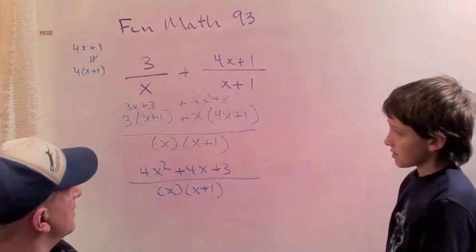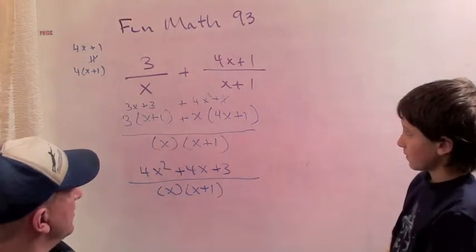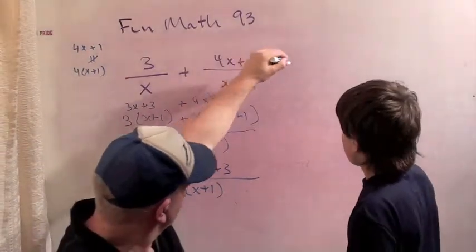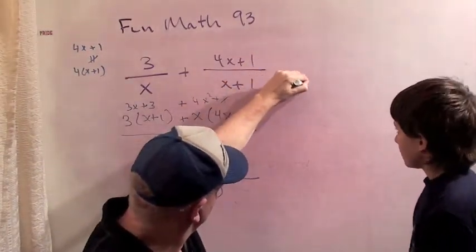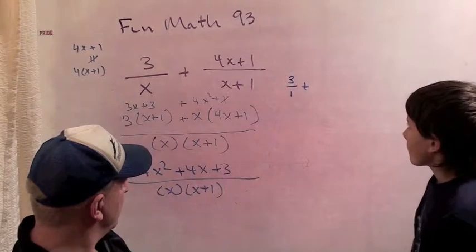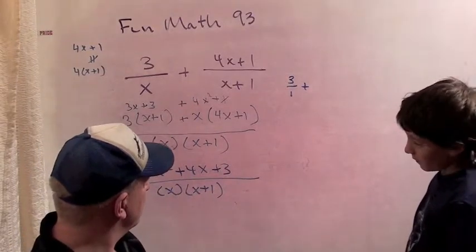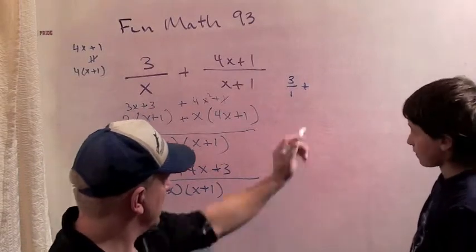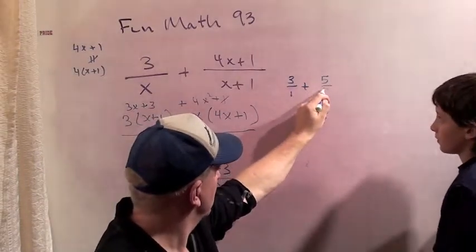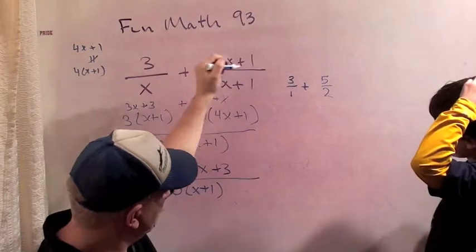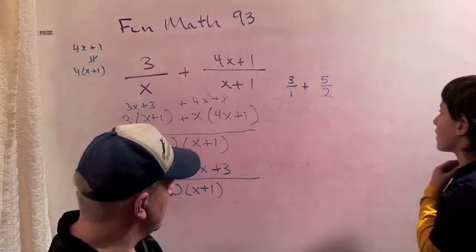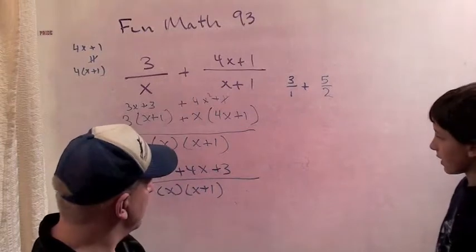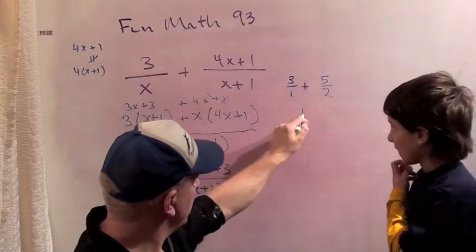Well, we can plug in x equals 1. What do we get? We get 3 over 1 plus 4 plus 1 over 2, which is 5 halves. So we get 3 plus 5 halves, plugging in x equals 1. What does this equal? Well, 3 is 6 halves, so we get 11 halves.